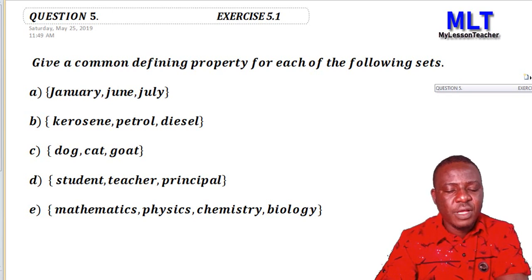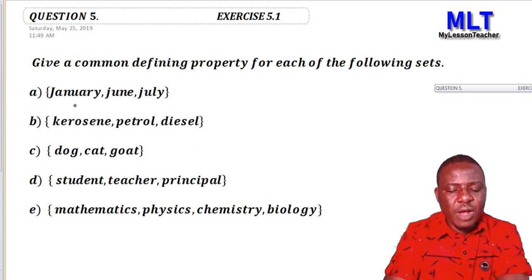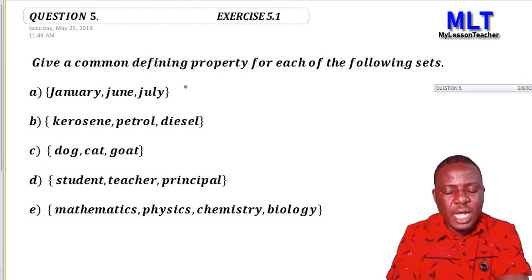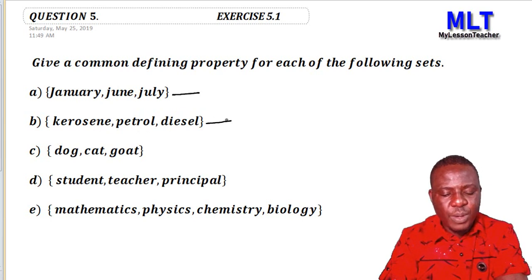Question 5. Give a common defining property for each of the following sets. We have January, June, and July. The property for this can be said to be months of the year beginning with letter J. While B, we have kerosene, petrol, and diesel. What is that defining property you can give to them? All these can be said to be products of hydrocarbons. Yes, they can be said to be products of hydrocarbons.